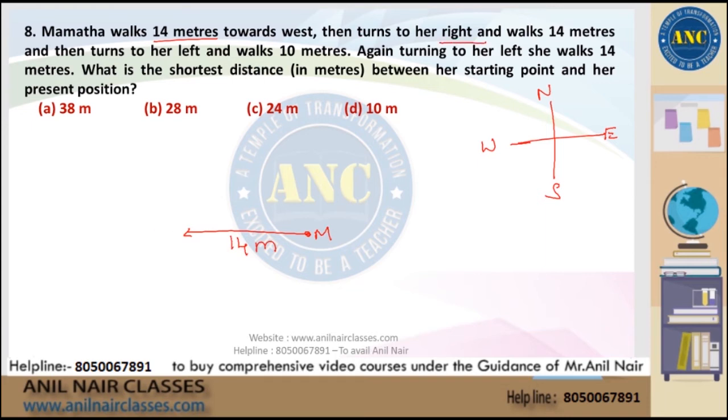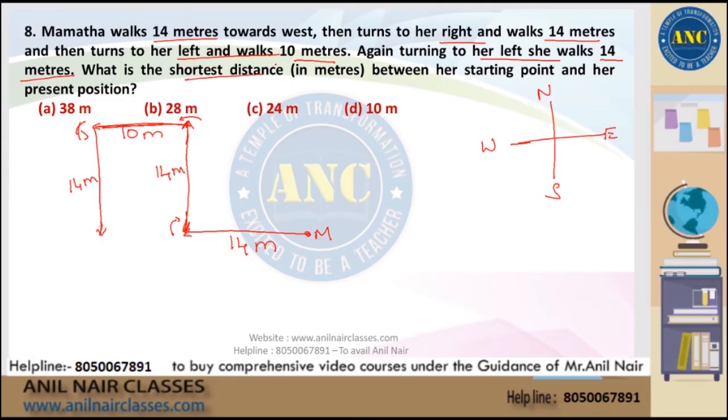Then she turns to her right and walks 14 meters. Okay, right is the clockwise movement. So she turns right and walks 14 meters. And then turns to her left and walks 10 meters. So left of Mamata will be anti-clockwise, which is this side. She walks 10 meters. Now, again turning to her left, Mamata's left is this way. She walks 14 meters. Okay, 14 meters.